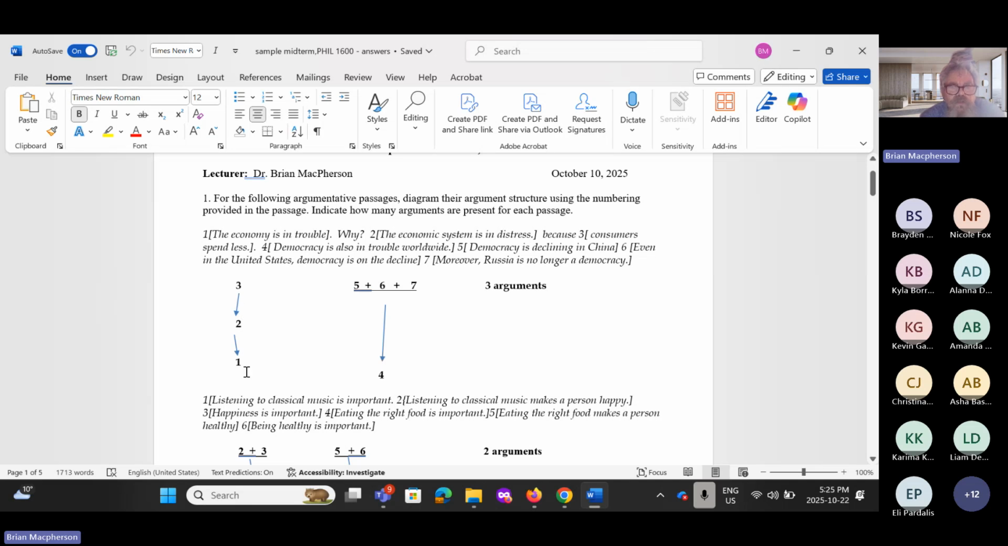All right. So there's another claim being made in number 4. Democracy is also in trouble worldwide. That's a separate argument, right? One argument is to support the claim that the economy is in trouble.